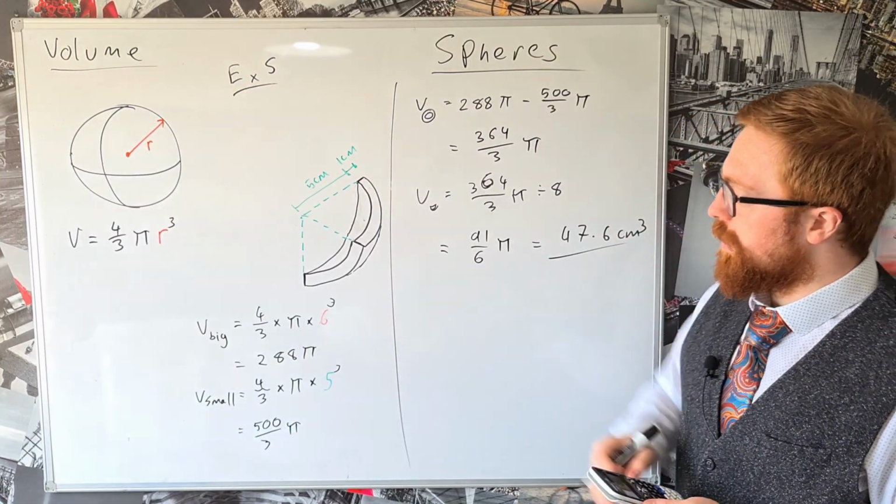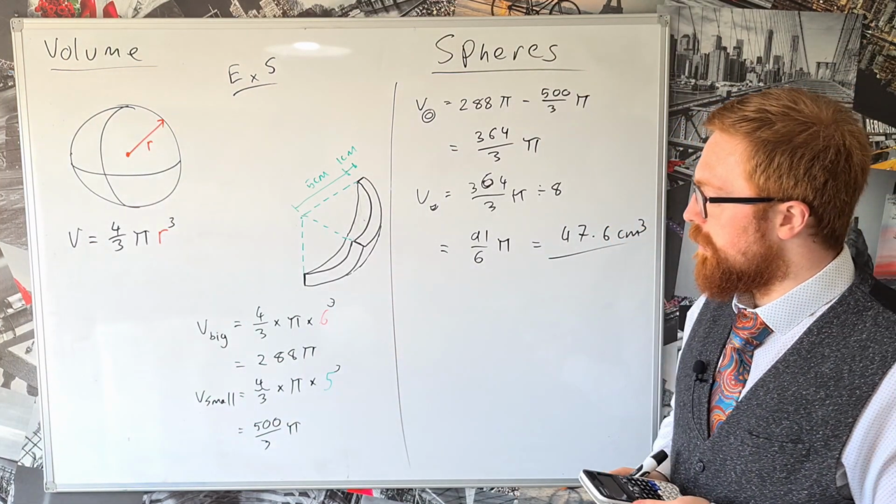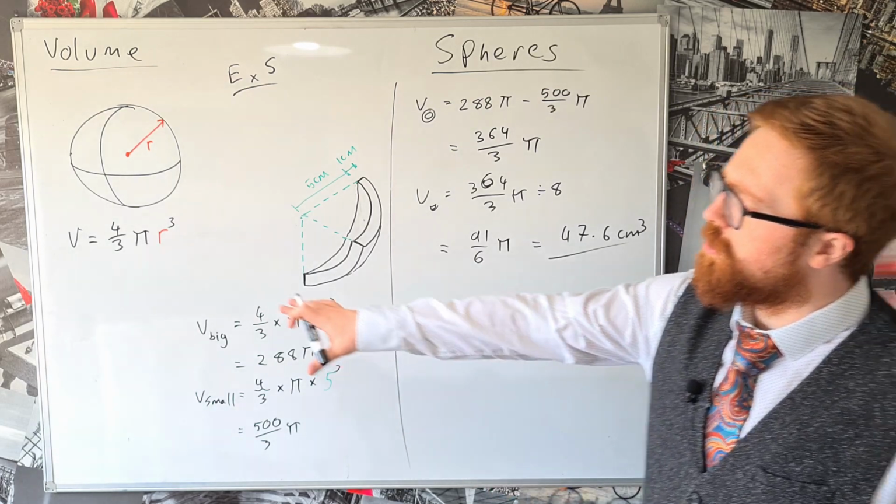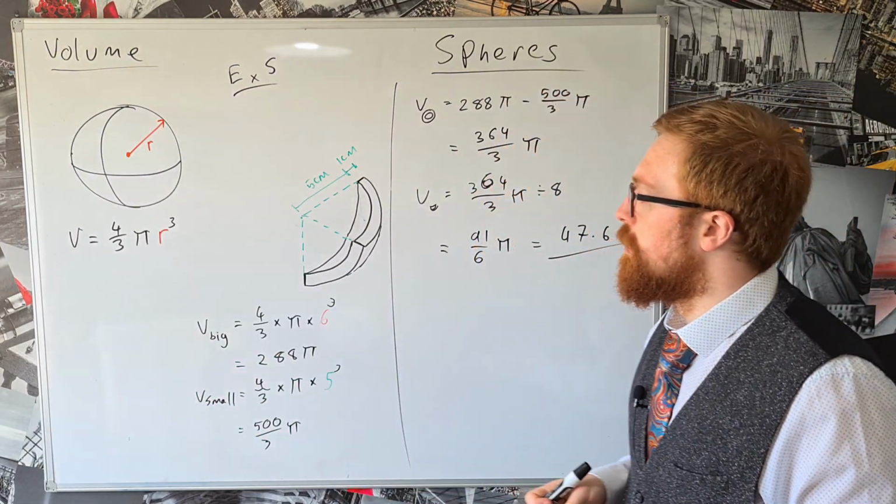So much more complicated question, but if you keep your wits about you, keep your nerve, not too tricky. It all comes back to this same formula, 4/3 pi r cubed.